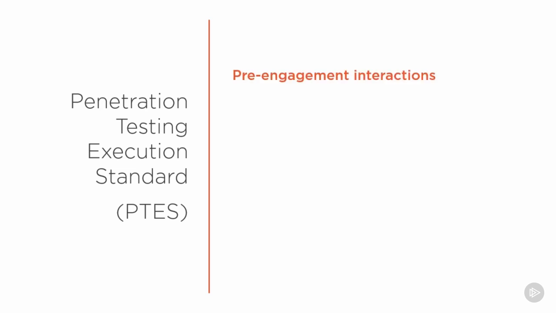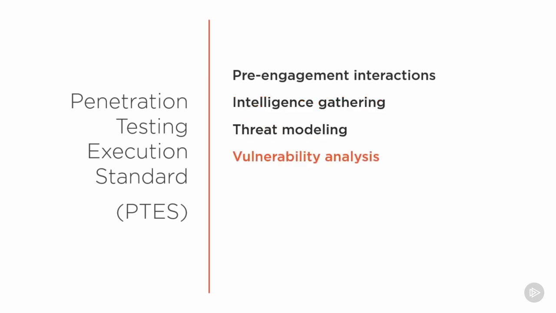PTES begins with pre-engagement interactions, such as defining scope, then continues with intelligence gathering, where the attacker begins profiling the target, developing threat models relevant to the target, identifying vulnerabilities within the target's network infrastructure and operational model, exploiting those vulnerabilities, and then performing post-exploitation activities such as lateral movement techniques to penetrate further into the client's internal network. Finally, the penetration tester generates a report to capture the activity that was conducted during the penetration test.